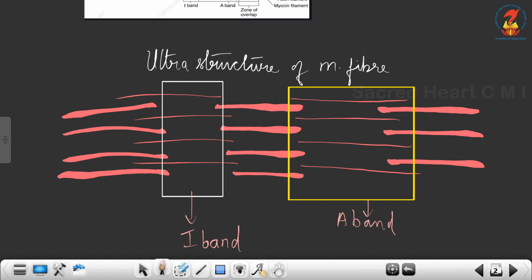I hope you understood the I band and A band. I band exclusively comprises only the thin filaments. See, thin. Only the thin middle portion, not the overlap region. Overlapping is continuing here, here, here, here, here. I highlighted only the central region which comprises only the thin filaments, that is called the I band. And this side, I have focused on the A band.